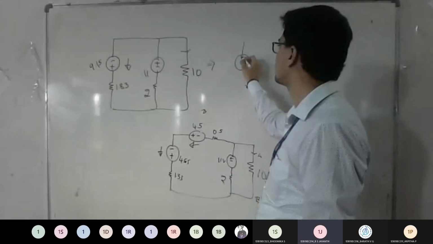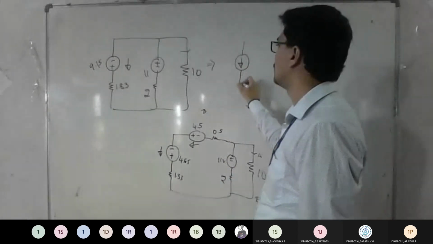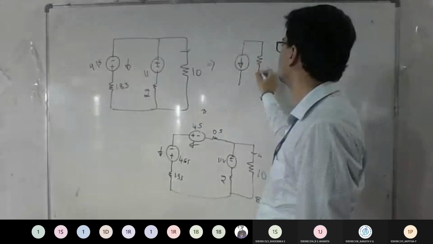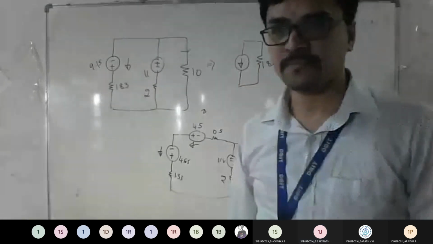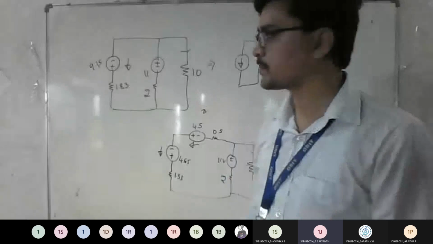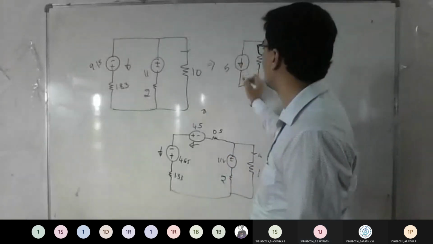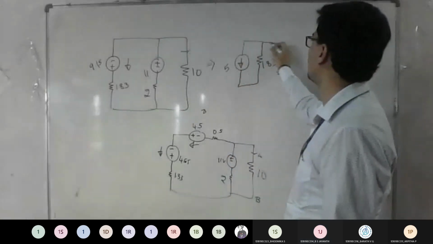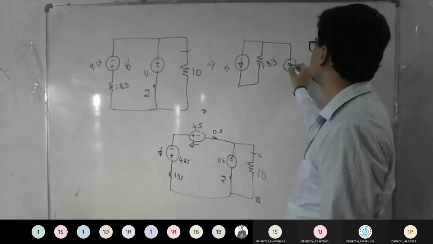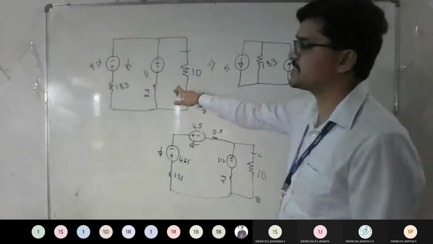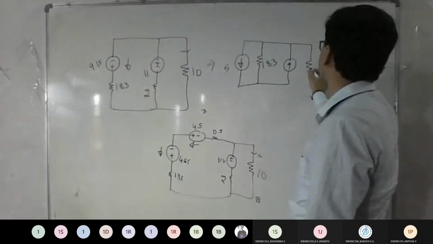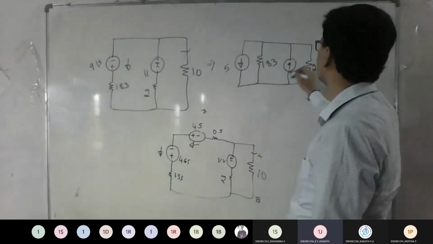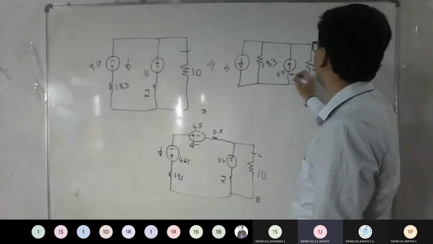The direction is downwards and 1.83 is in parallel. How much here? 5 amperes. Okay. Similarly the next one. Arrow mark is upward. Check out the answer. I is equal to V by R, 11 by 2. 5.5 amperes. Okay.